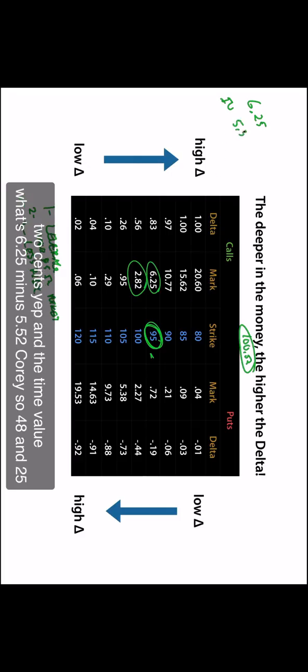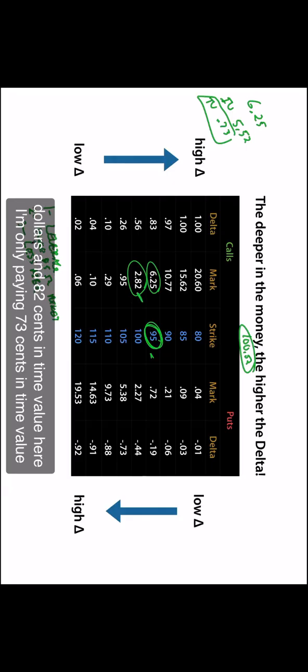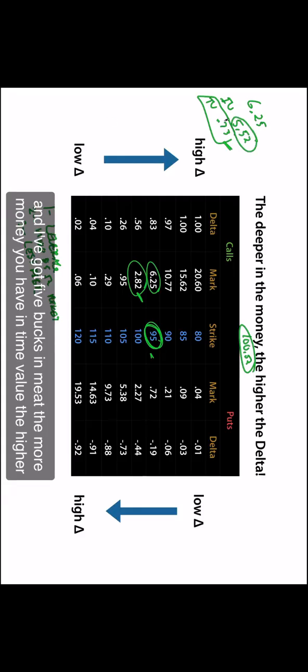$5.52. Yep. And the time value, what's 625 minus 552, Corey? So 48 and 25 is 73 cents. 73 cents of time value. Okay, so look at this. Here I'm paying $2.82 in time value. Here I'm only paying 73 cents in time value, and I've got $5 in meat.